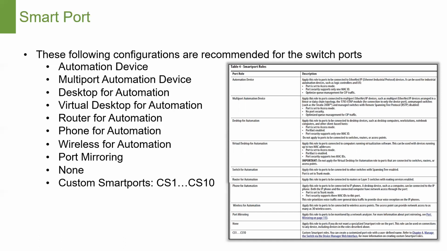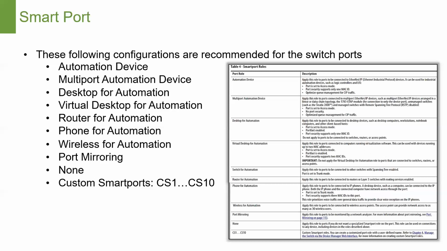So very, very useful. And then desktop for automation and virtual desktop for automation. Again, that is the differentiation between MAC IDs: one MAC or two. And then you have a functionality for router for automation, phone for automation, wireless for automation. And we'll go back to the phone for automation.